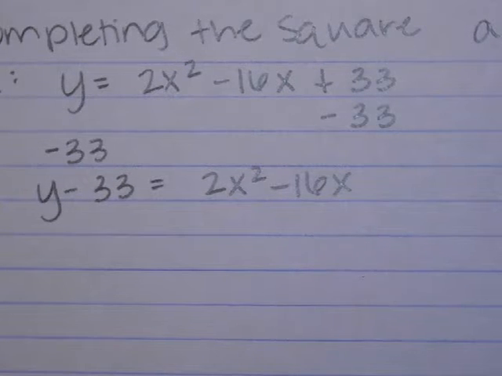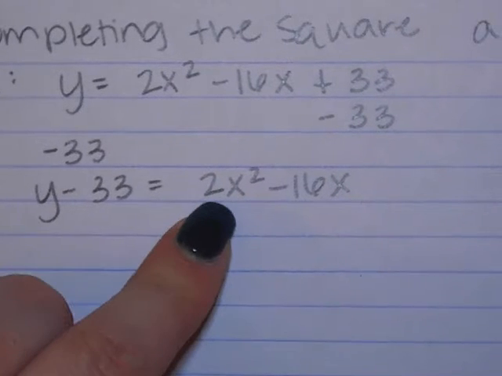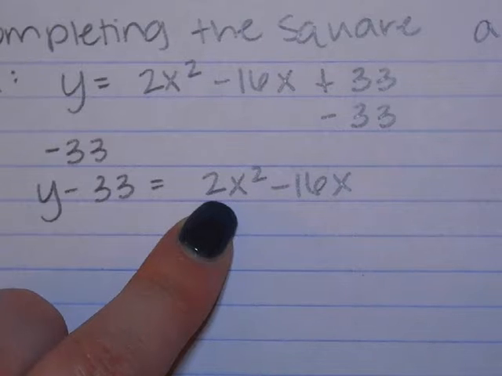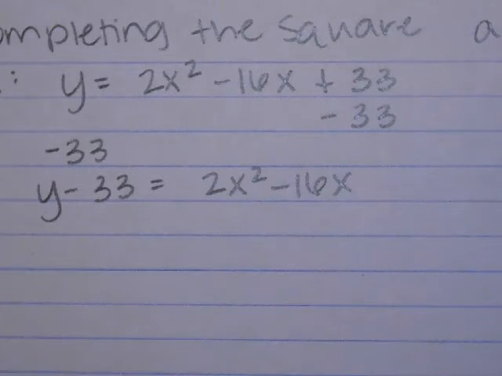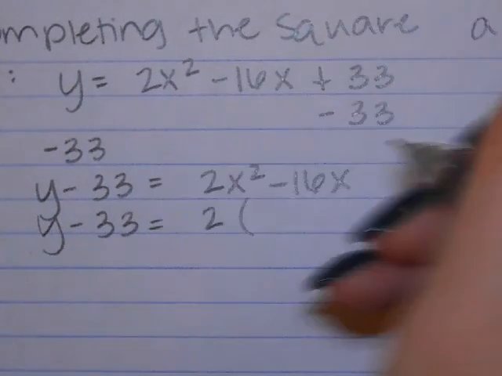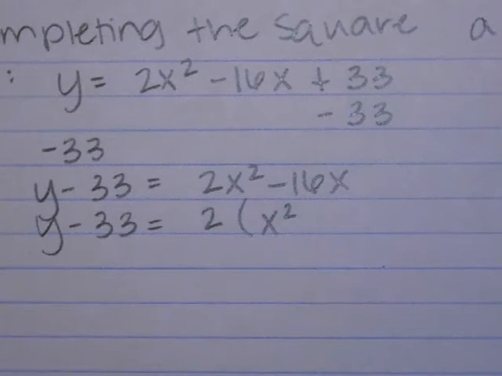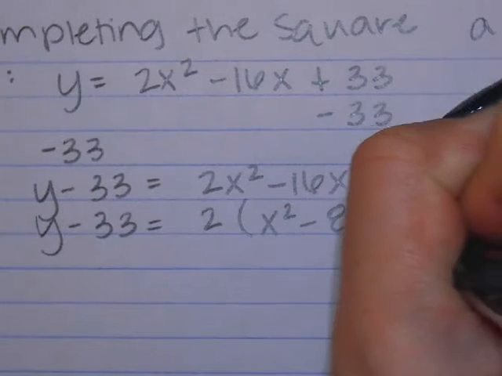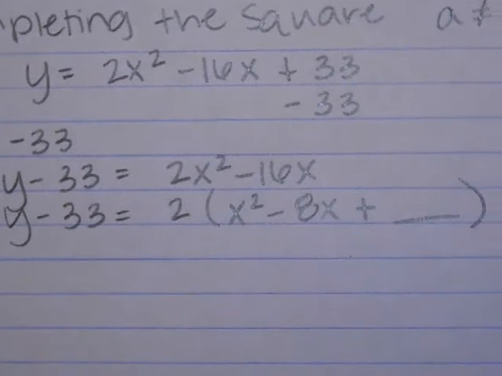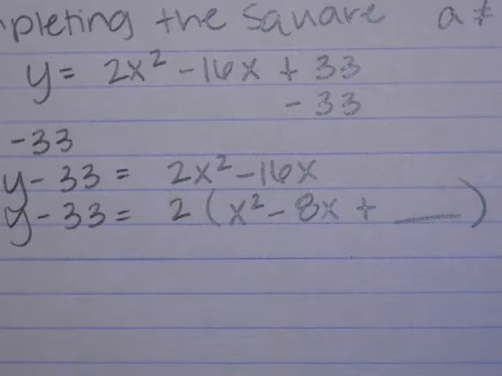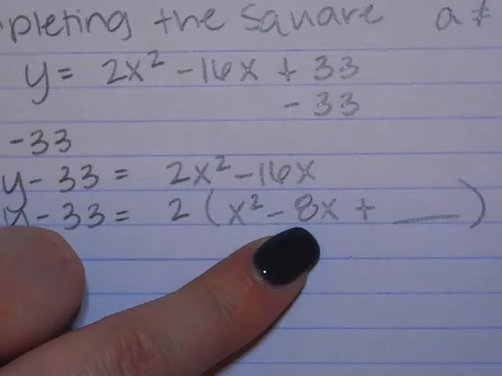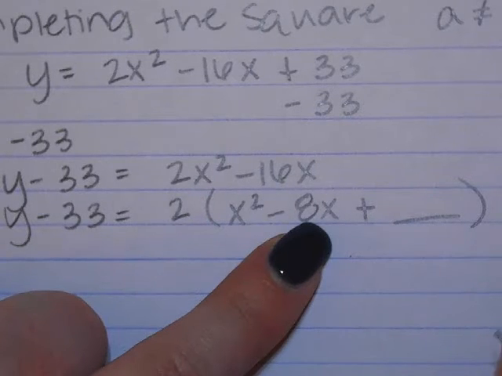So what we do next is we factor out 2, because we want the x squared to be alone, and the 2 is what's keeping it from being alone. So I'm going to keep the y minus 33. I'm going to factor out the 2, and that's going to leave me with x squared minus 8x plus blank, and then I'm going to end my parentheses. So it's adding a slightly different step than what we did before. Okay, so now we do the same thing as what we did before. So we already did something a little different, but now it's a little bit the same.